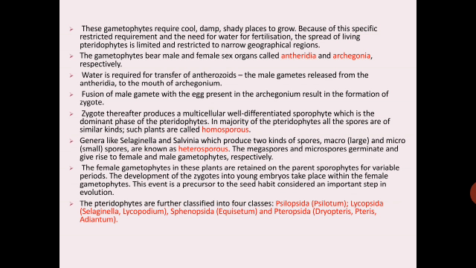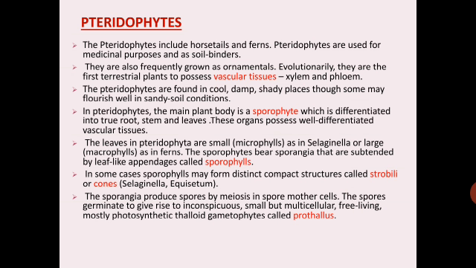The megaspores and microspores germinate and give rise to female and male gametophytes respectively. The female gametophytes in these plants are retained on the parent sporophytes for variable periods. The development of zygote into young embryos takes place within the female gametophytes. This event is a precursor to the seed habit, considered an important step in evolution. So these were the characters of pteridophytes.